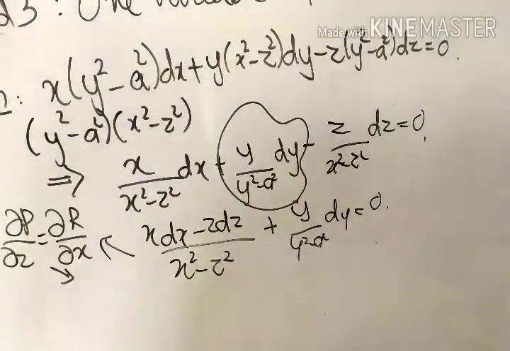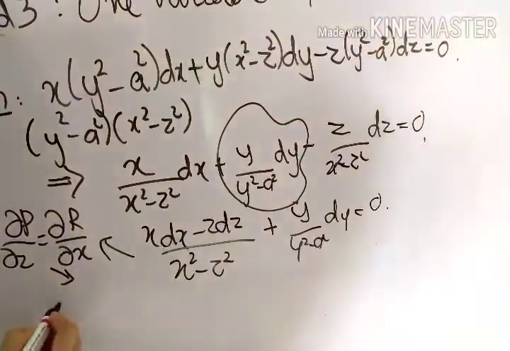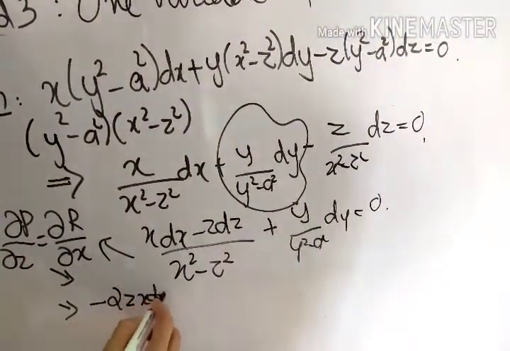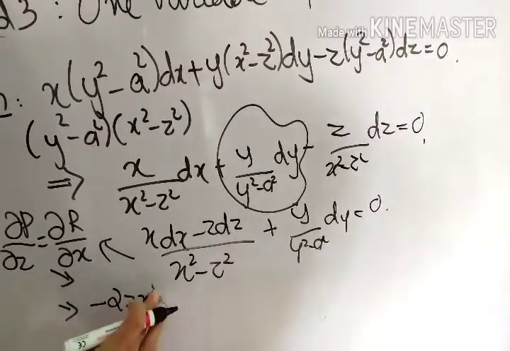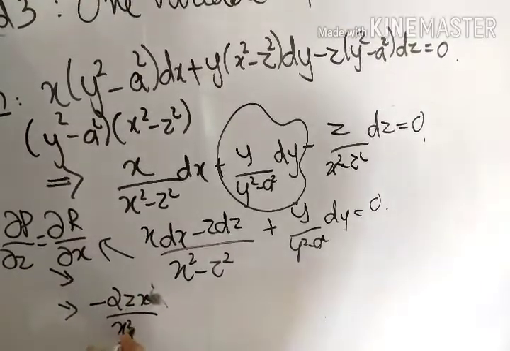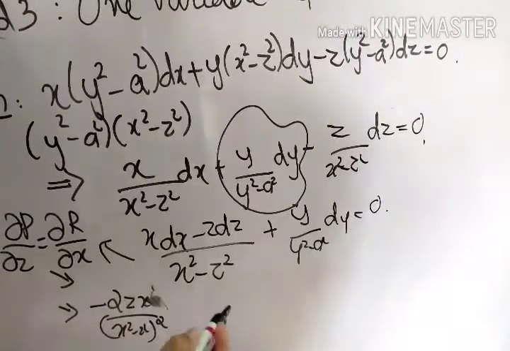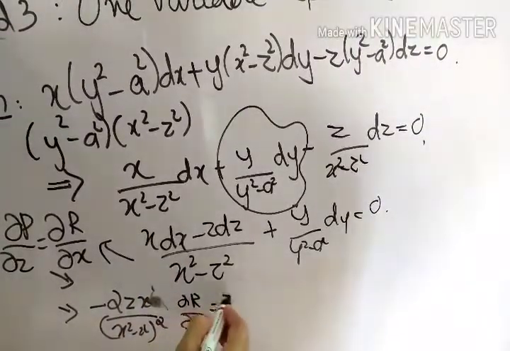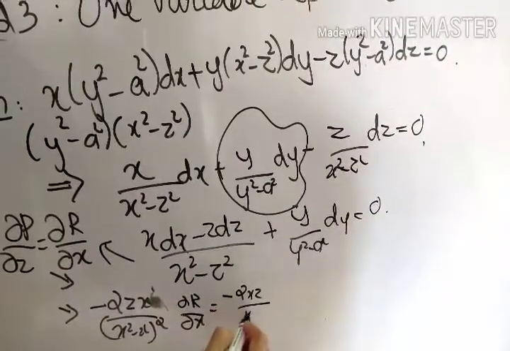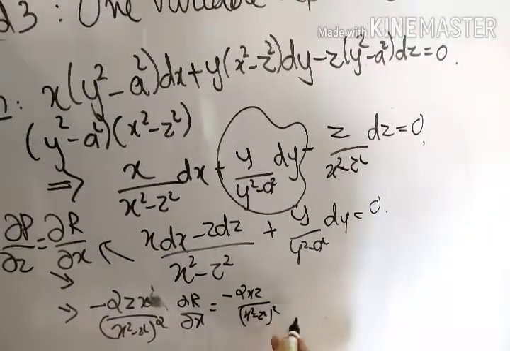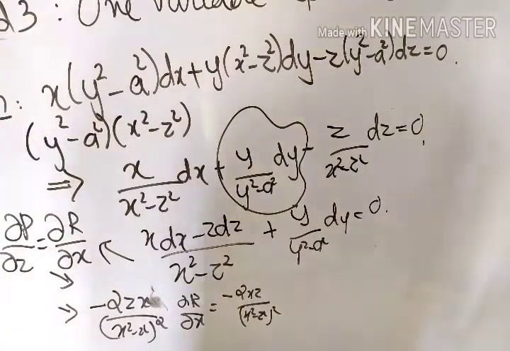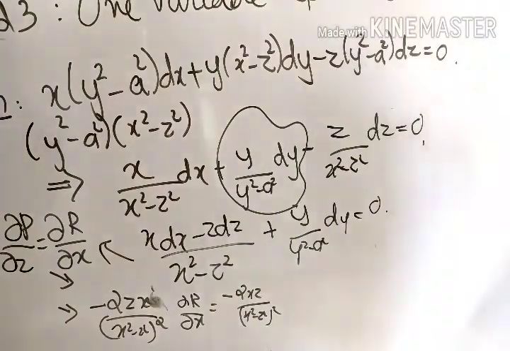Let's check it out. When I do that, ∂P/∂z would give me -2zx over (x² - z²) the whole square. And when I do ∂R/∂x, I'll have -2xz over (x² - z²) the whole square. Now ∂P/∂z and ∂R/∂x are the same, so the given Pfaffian differential equation is integrable. Now we have to integrate.